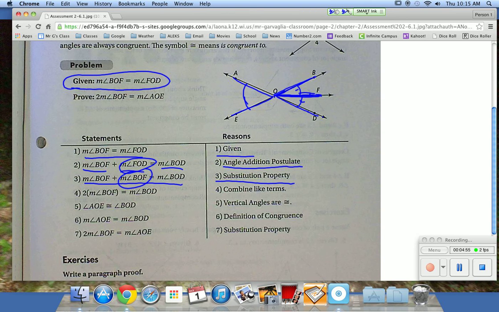Because it's the same angle, right? We said it's the same angle because it's given right here. So we substitute. What's the next thing we do?